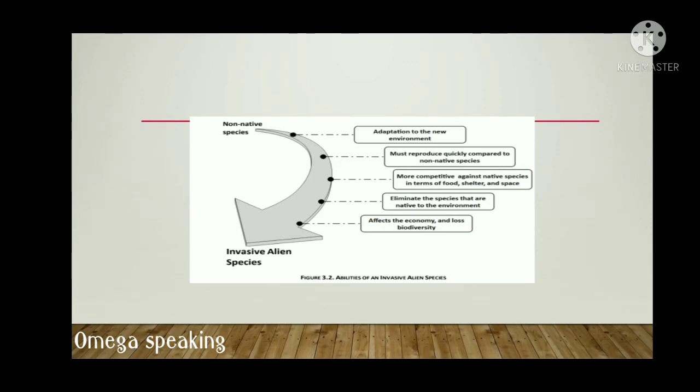Not all non-native species are invasive. Figure 3.1 describes how a non-native species becomes an invasive species.